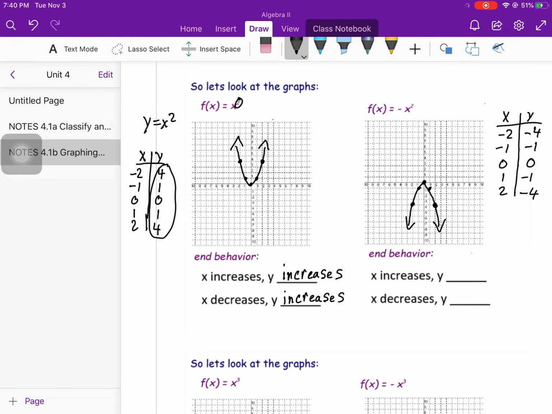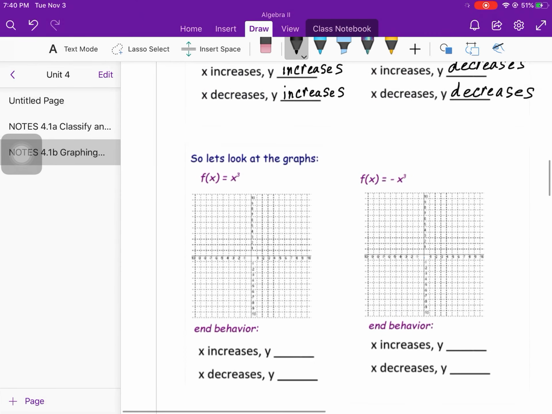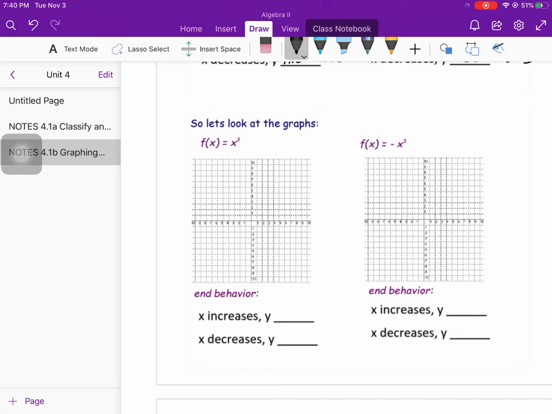So this one opens down. As you probably guessed, as x increases, y decreases for this one because it's going down both times. Same for if x decreases. Okay, so now we're going to keep going here.